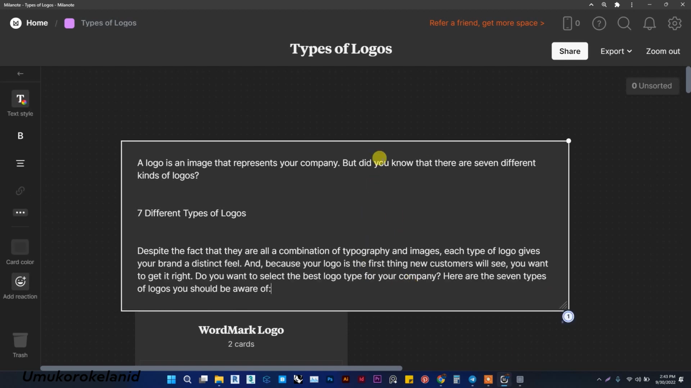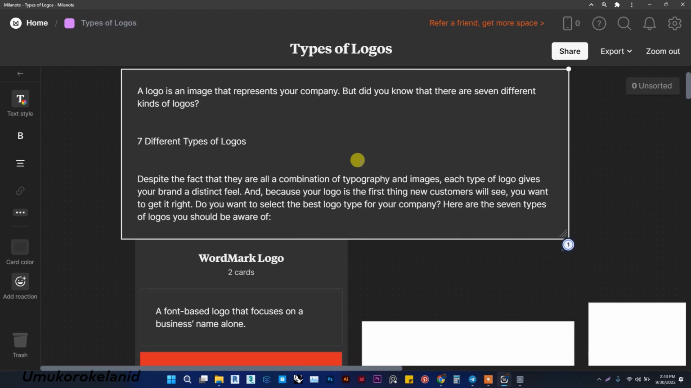Despite the fact that they are all combinations of typography and image, each type of logo gives your brand a distinct feel. And because your logo is the first thing a new customer will see, you want to get it right. Do you want to select the best logo for your company? Let's get started right now.